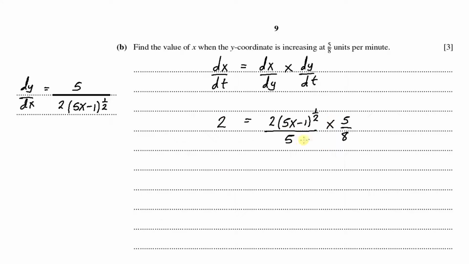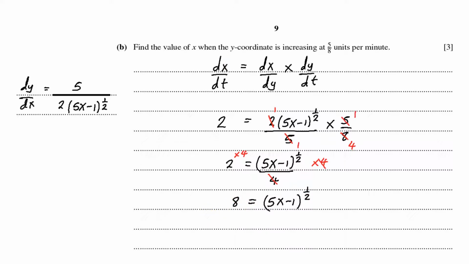So we now need to simplify this and solve for x. So right here, I'll divide 5 into 5. And I'll also divide 2 into 8. It goes there 4 times. So what I'm left with for now is 2 is equal to 5x minus 1 to the power of a half, and that's over 4. And now I'll multiply both sides by 4. And this will give me 5x minus 1 to the power of a half is equal to 8.